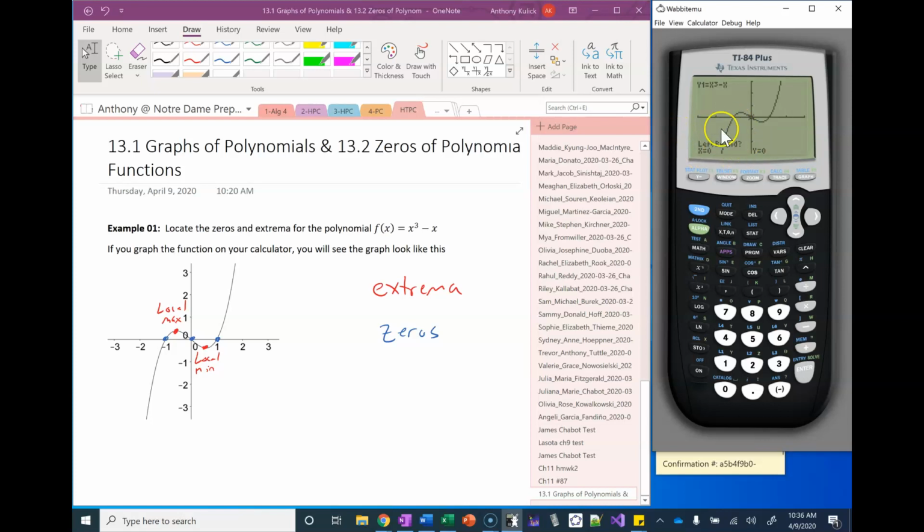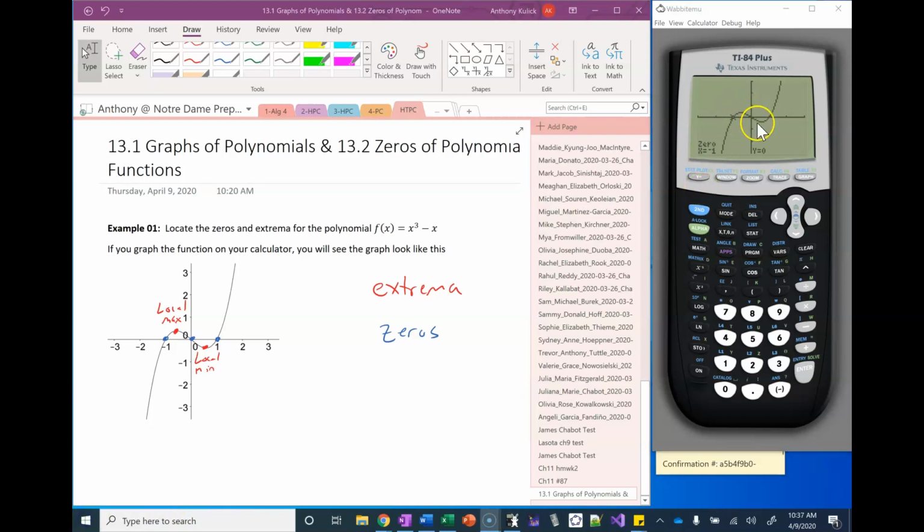So the first thing it asks me is for a left bound. So I'm going to move my cursor somewhere on the left side of that zero, so somewhere over here. If I just use my left arrow, it's going to move my cursor to here. So that's somewhere left of it. Now press enter. Now it asks me for a right bound. So I'll move my cursor somewhere to the right of it, over here. That looks good, so I'll press enter. And then it asks me for a guess, so I'll move close to it and press enter. So one of my zeros is -1, 0.